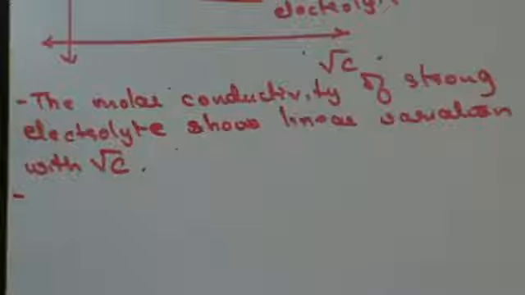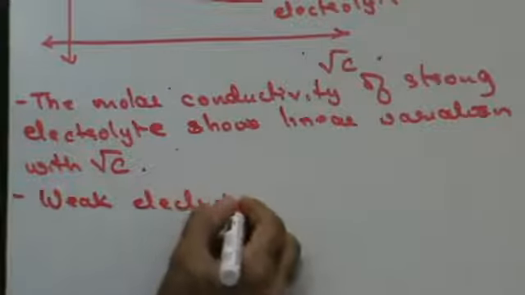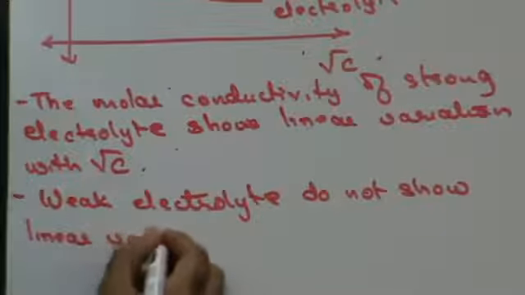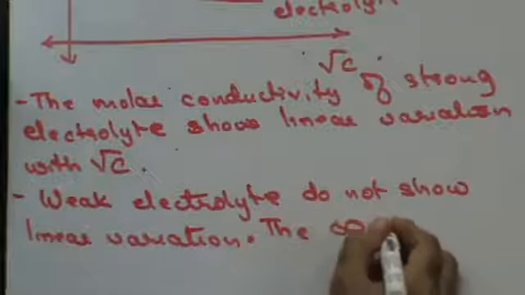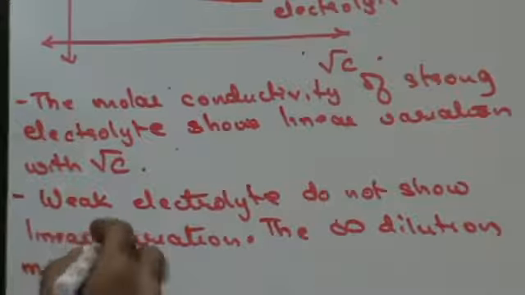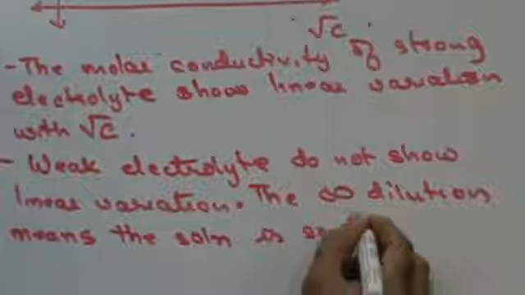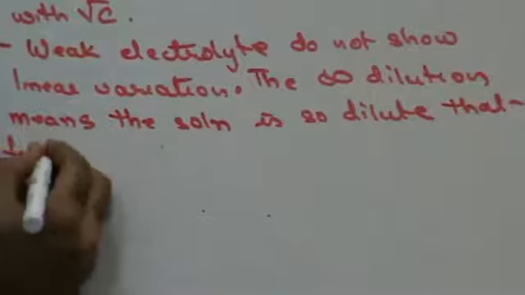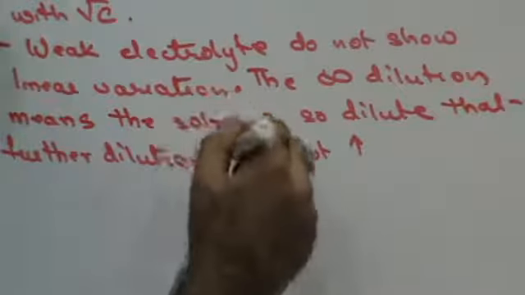Weak electrolytes do not show linear variation, as you can see from the graph. In the case of a weak electrolyte, infinite dilution means that the solution is so dilute that further dilution does not increase the molar conductivity.